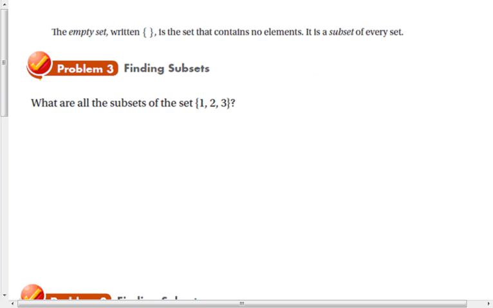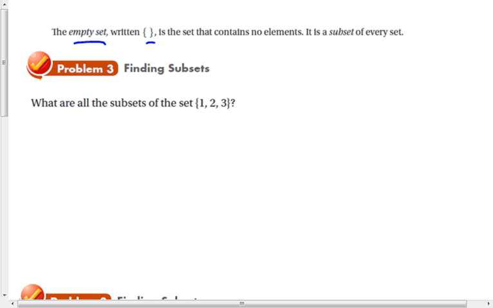All right, finding subsets. Subsets are part of a whole set. So like natural numbers are a subset of real numbers. And the empty set, written like this using two brackets with nothing in between, is a set that contains no elements, and we consider it to be a subset of every set. So what are the subsets of this set, 1, 2, and 3?